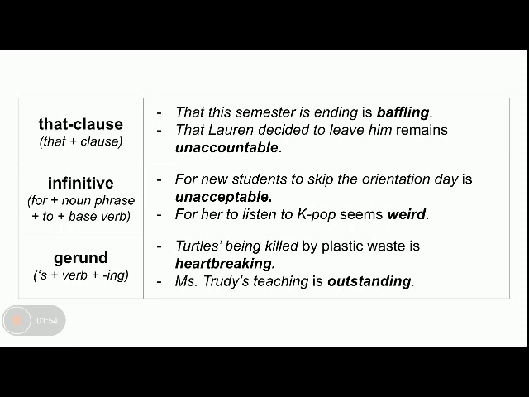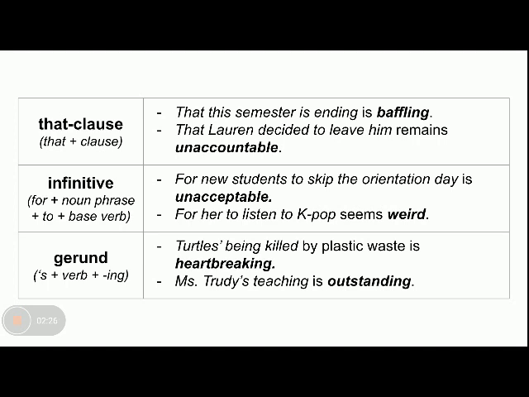The next type is infinitive, which consists of for, noun phrase, to, and base verb. The first example is for new students to skip the orientation day is unacceptable. So the complement is for new students to skip the orientation day, and the adjective is unacceptable. Another example, for her to listen to K-pop seems weird. For her to listen to K-pop is the complement, and weird is the adjective.